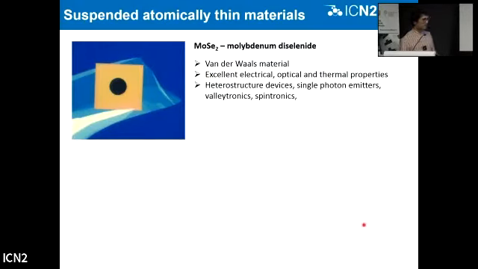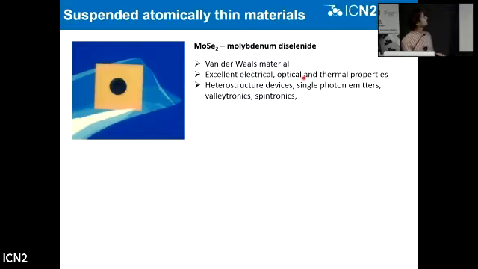So we have our technique, and we need to verify that it works. And to do this, we'll use suspended atomically thin materials, one of which is shown here, molybdenum diselenide. These are van der Waals materials, which have many intriguing electrical, optical, and thermal properties, and have been used in a variety of next generation devices by building heterostructures with these materials, or by exploiting novel physics, such as the single photon emitters or the valley spin physics available.